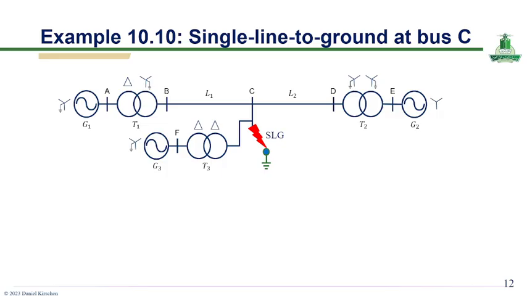This configuration allows us to compute the fault current at bus C, as well as the resulting currents and voltages throughout the system. The example highlights how system topology, transformer winding configurations, and grounding play a crucial role in determining the magnitude of the fault current and its distribution across the network.